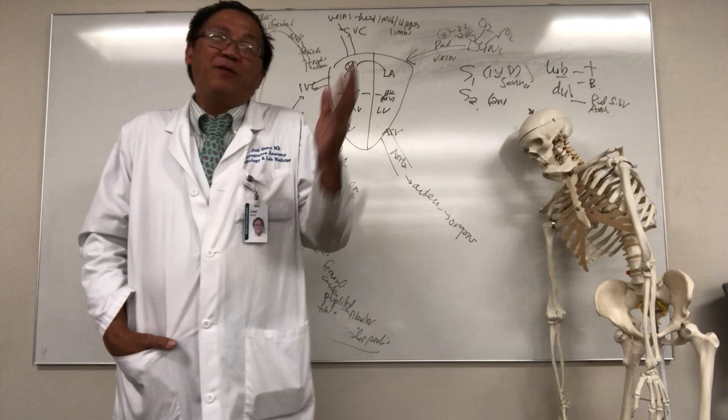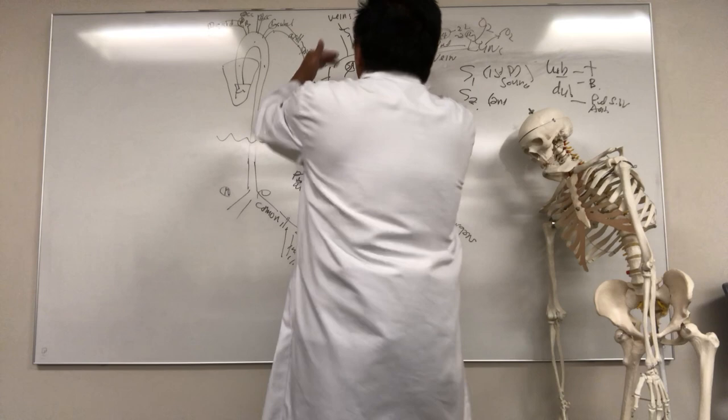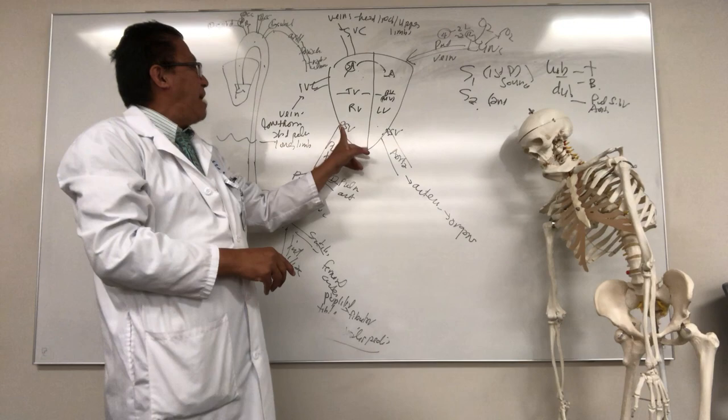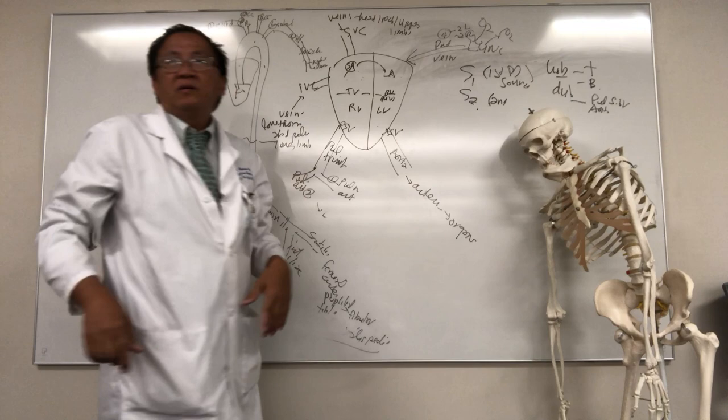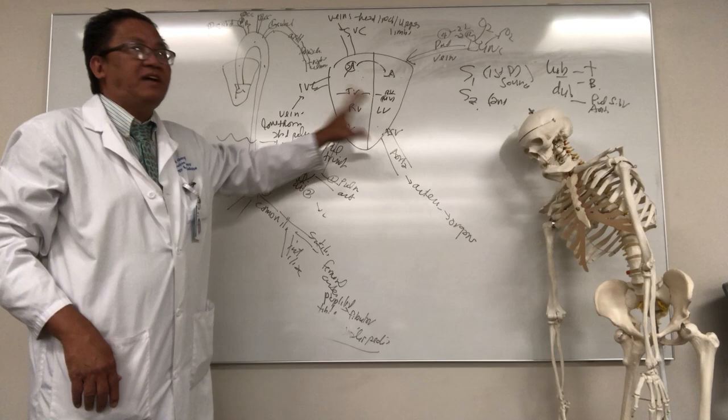Anyway, it's important to know these things. Now, when the SA node sends a signal here, what is atrial systole? The muscles contract. At the same time, the valves open. If this is systole, this must be diastole. The valve is closed, and this will open wide, and the blood will flow. When the blood is flowing, this is closed. The moment it gets filled, guess what happens? It is so precise.